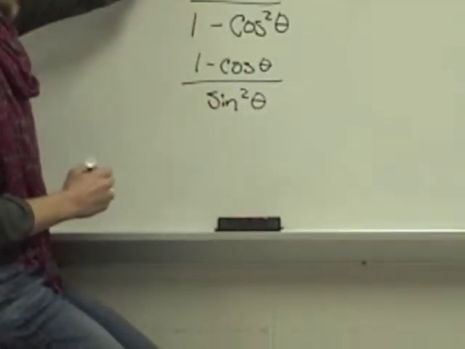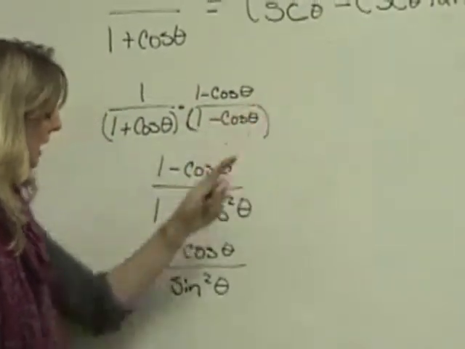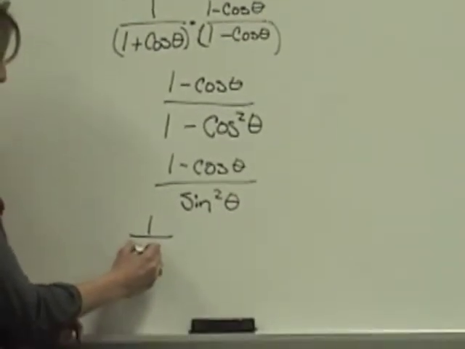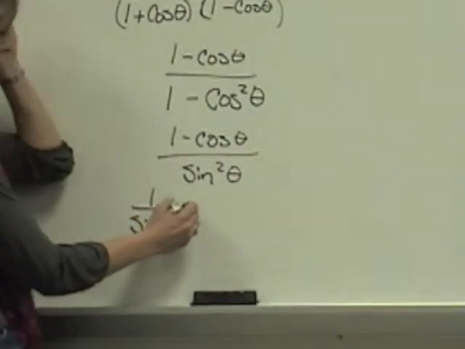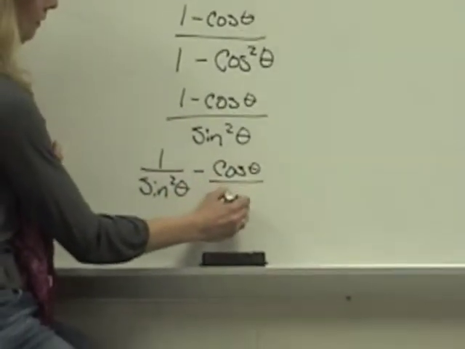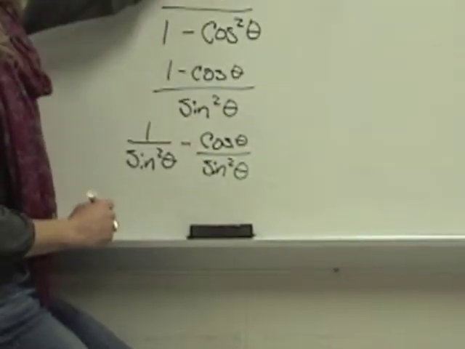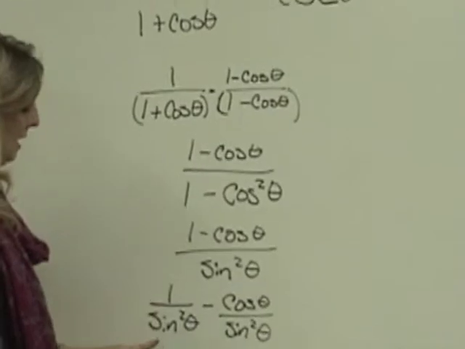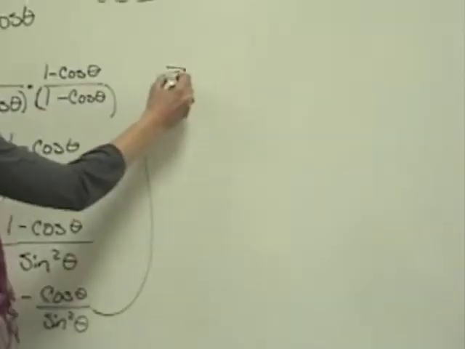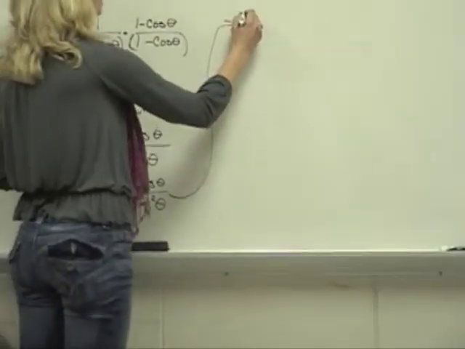Still not getting to what I need. I do notice that since this has 2 terms, I'll split mine into 2 terms. Looking better now because I do notice that cosecant squared theta and 1 over sine squared theta are equivalent. So I'll change my 1 over sine squared theta to cosecant squared theta.